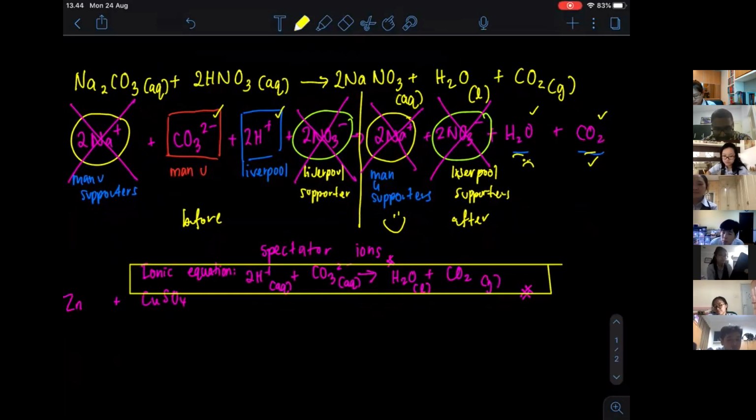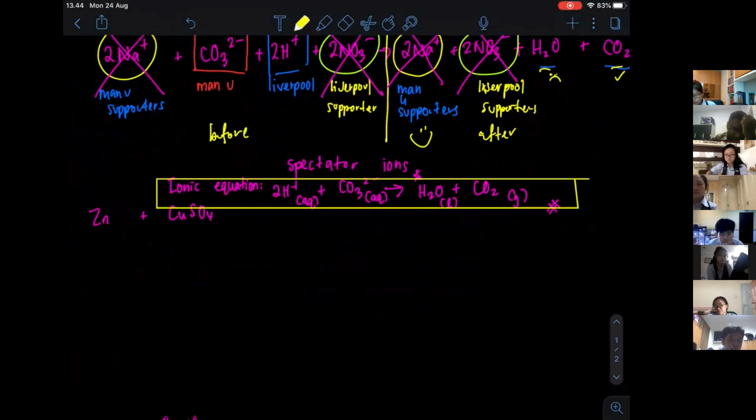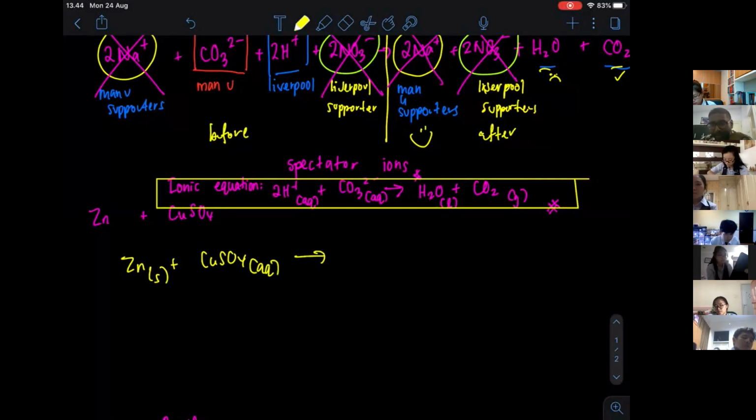Now, if I try to do the same thing for zinc plus copper sulfate, zinc is solid, copper sulfate is aqueous. So what will happen? In IGCSE, you should know that a more reactive metal will displace the less reactive ions in a solution. So in this case, zinc is more reactive, so it will displace.